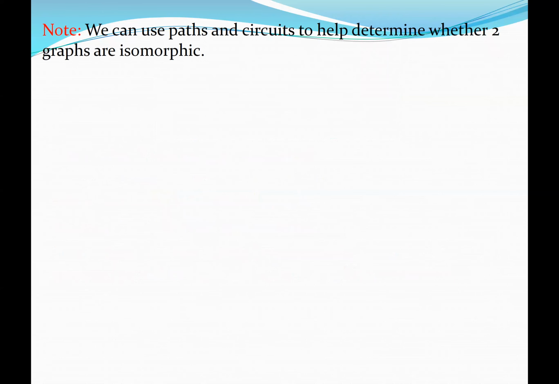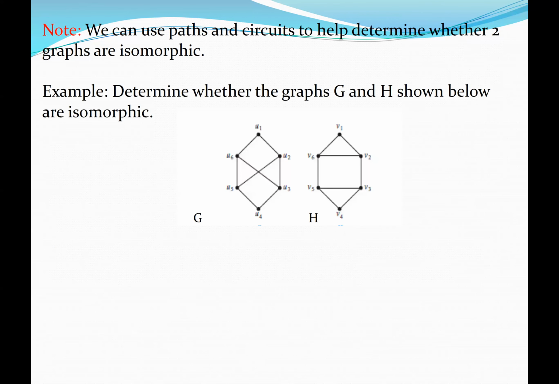All right, so now we can use paths and circuits to help us define whether two graphs are isomorphic or not. We talked about isomorphic graphs in the previous section, 10.3. Before, we were solely based on the definition of isomorphic, now we can use the concept of paths and circuits. If two graphs are isomorphic, then they have to be the same. So they should have the same number of paths, the same number of circuits, and so on. So let's visit this example again.